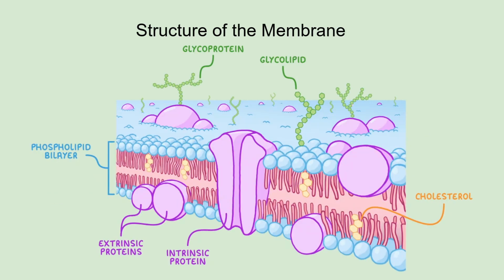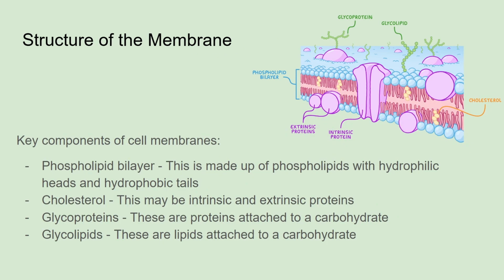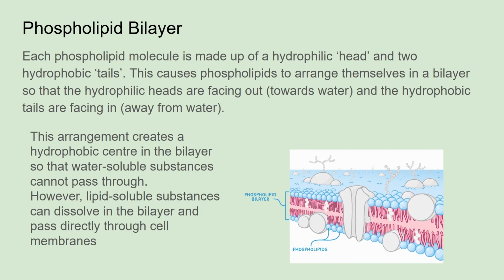Here you can see the structure of the membrane. And we have the phospholipid bilayer, which is made up of phospholipids with hydrophilic heads and hydrophobic tails, cholesterol, which is a protein that may be intrinsic or extrinsic, glycoproteins, which are proteins attached to a carbohydrate, and glycolipids, which are lipids attached to a carbohydrate. The lipid molecule is made up of a hydrophilic head and two hydrophobic tails.